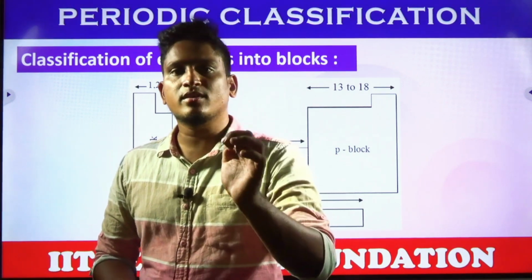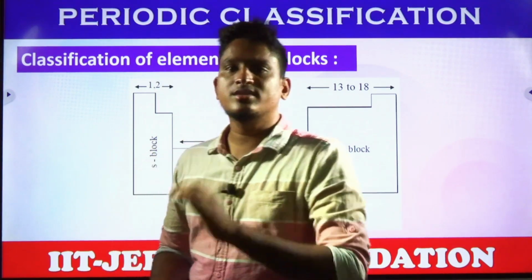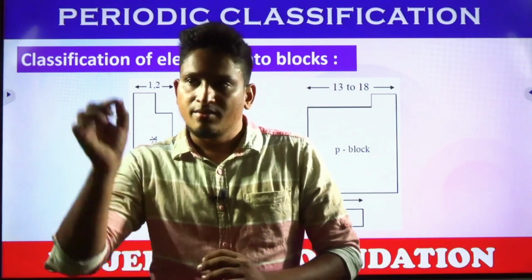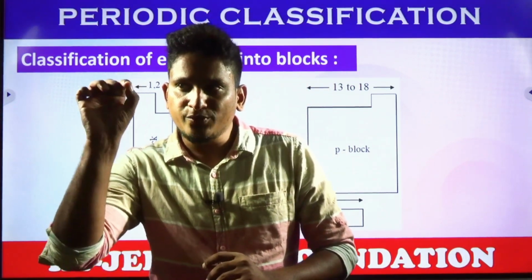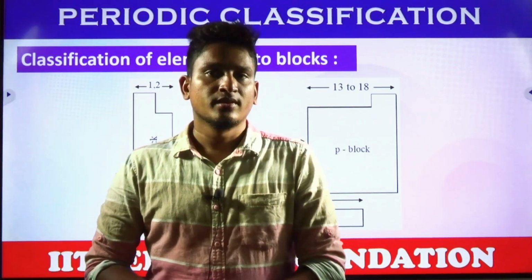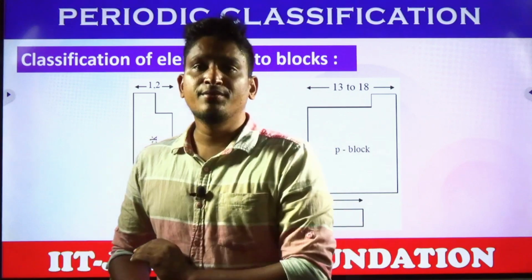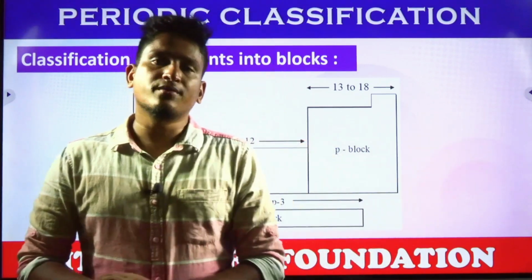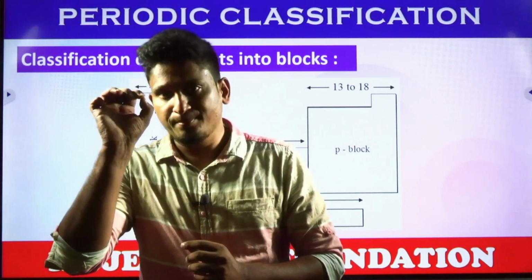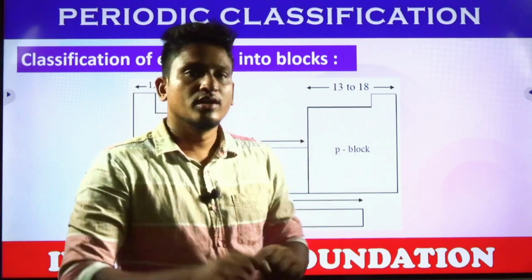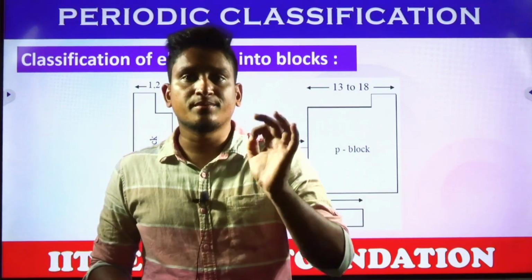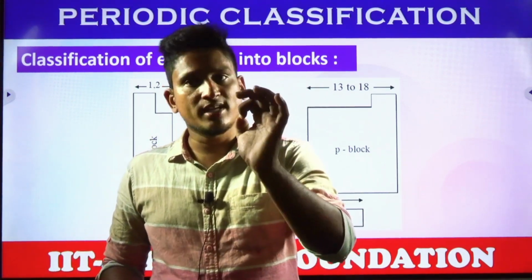Why are they called p block elements? Let us take any element, oxygen. What is the configuration? 2s2, 2p4. Where is the last electron present? 2p4. Yes or no? The last electron is present in the p subshell, so p block. And if you take chlorine, the configuration is 3s2, 3p5. The last electron is present in the p subshell. Let's take boron, 2s2, 2p1. So in all these elements, the last electron is present in the p subshell, so they are called p block elements.